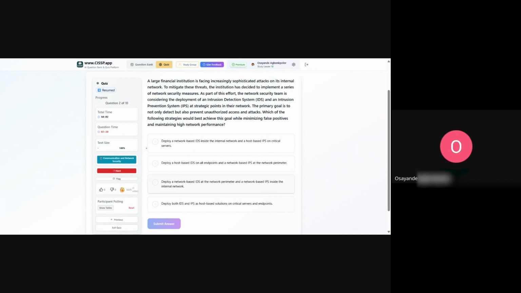From the answers, we have more options. For B, deploy host-based IDS on all endpoints and network-based IPS at the perimeter. This one's tripping me up a little because of the increasingly sophisticated attacks on its internal network. I didn't get that. The host-based one, yeah.